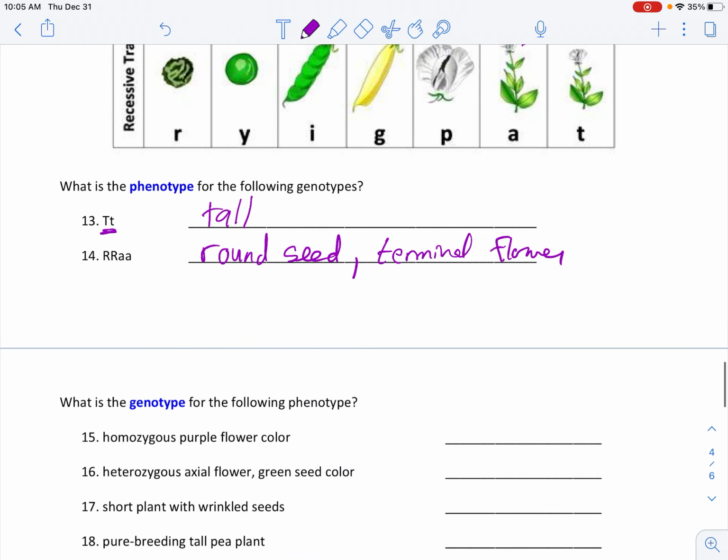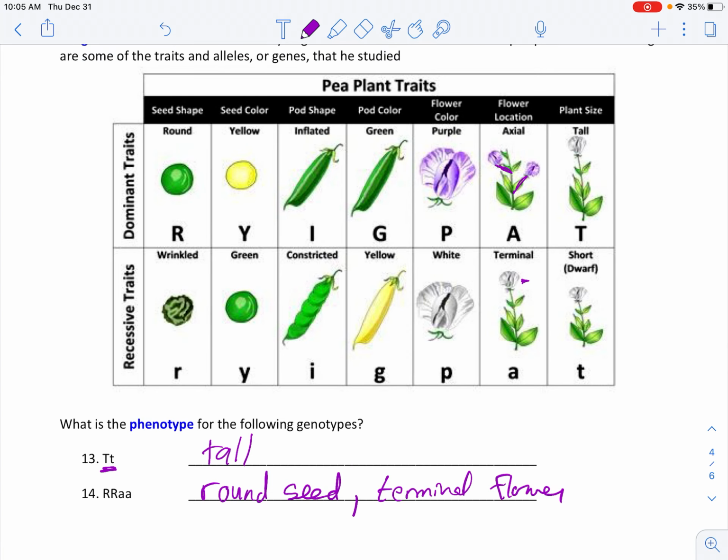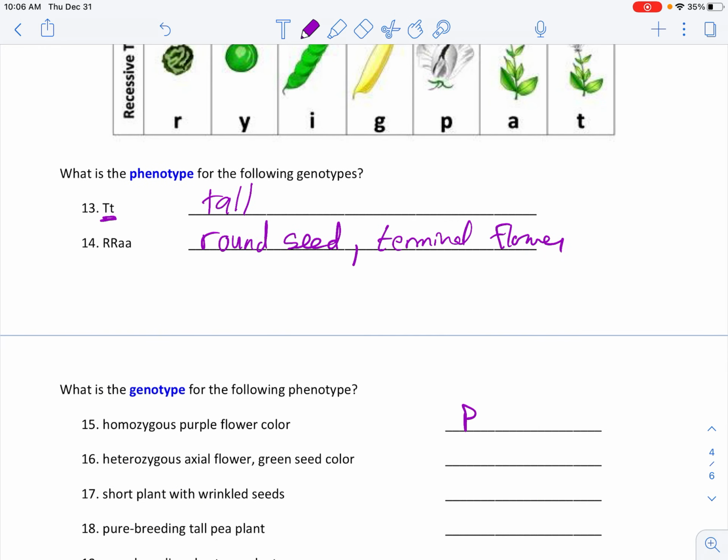Okay. What if we went the other direction and we were given the phenotype? What could we say about the genotype? So here we're given a homozygous purple flower color. So flower color, homozygous purple would be capital P, capital P.